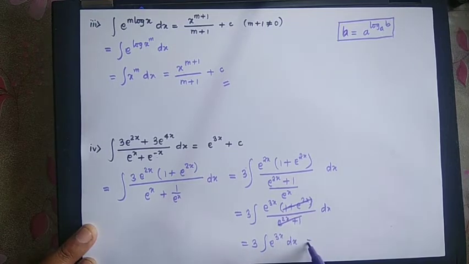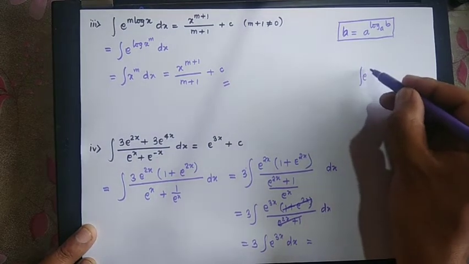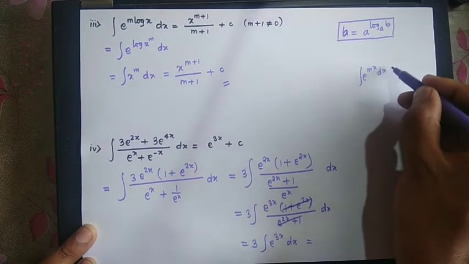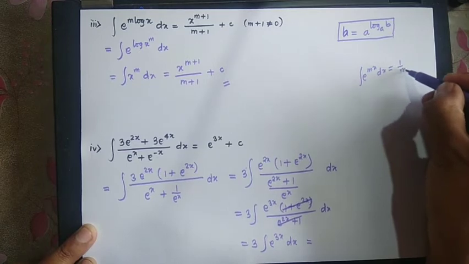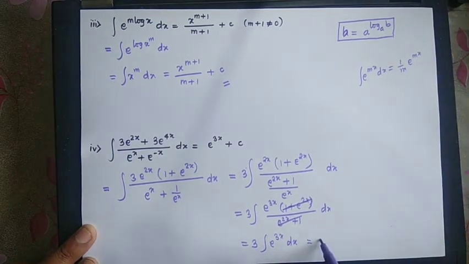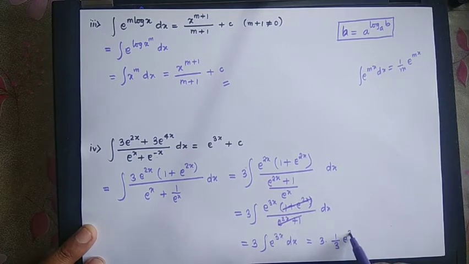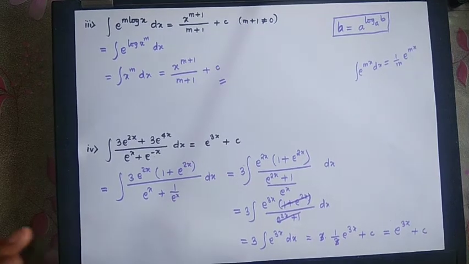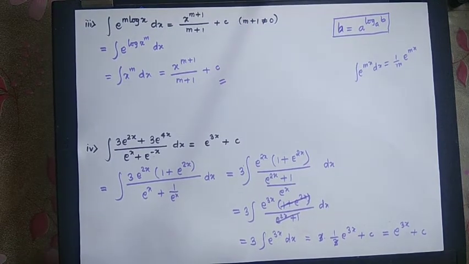Now what is the integral of e to the power mx? Integral of e to the power mx dx is how much? 1 by m e to the power mx. Yes, and here m is how much? 3. So it becomes 3 into, so the integral of e to the power 3x is 1 by 3 e to the power 3x plus some constant of integration. So this 3 and 3 get cancelled, so my answer will be e to the power 3x plus c. So pause the video to note down.